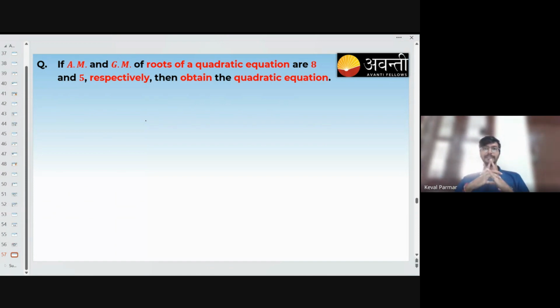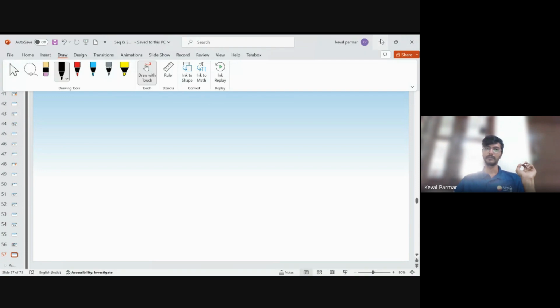The next question is basically a question of quadratic equation and sequence series. So I want you all to try this. It's very simple. I'll give you 1 minute. Even 1 minute is too much. Come on. Give me the quadratic equation.